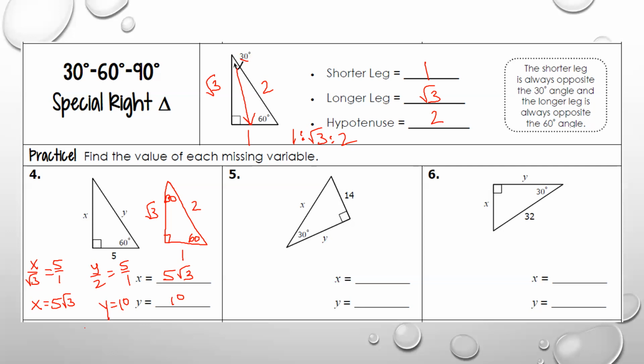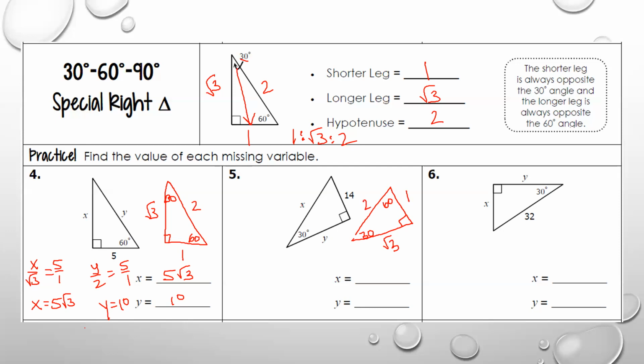All right, let's see here. In number 5, we have another 30, 60, 90. So I'm going to redraw my basic one right next to it. 30 would go here, and 60 will go here, just like it is in the original picture. The short leg is across from 30. It's 1. The long leg across from 60 is root 3, and the hypotenuse across from the 90 is 2.